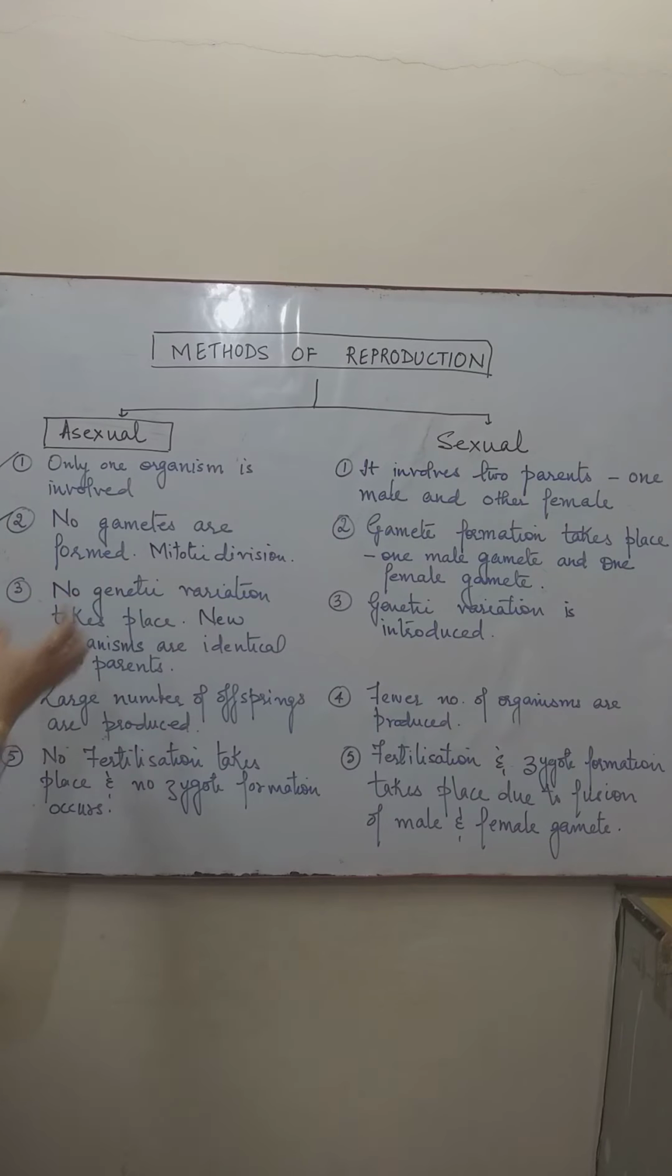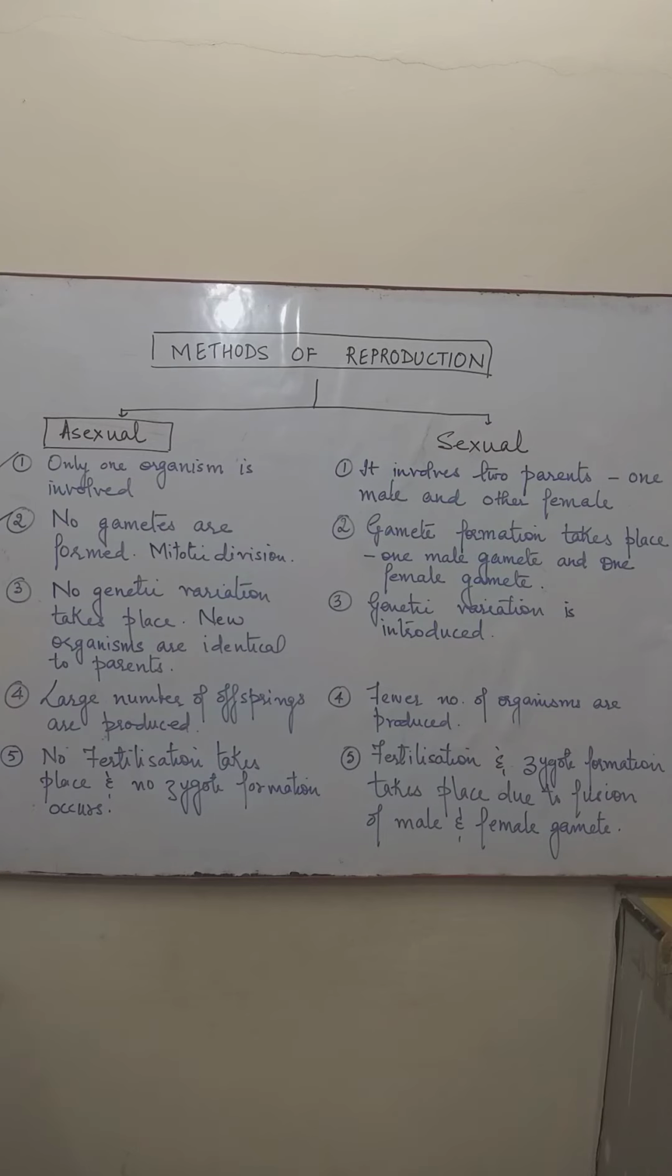In mitotic division, the number of chromosomes remains the same. As you all are aware, for a species, it is important to maintain the total number of chromosomes. So in this case, since only one parent is involved, the total number of chromosomes is passed on as such, so there is no division.